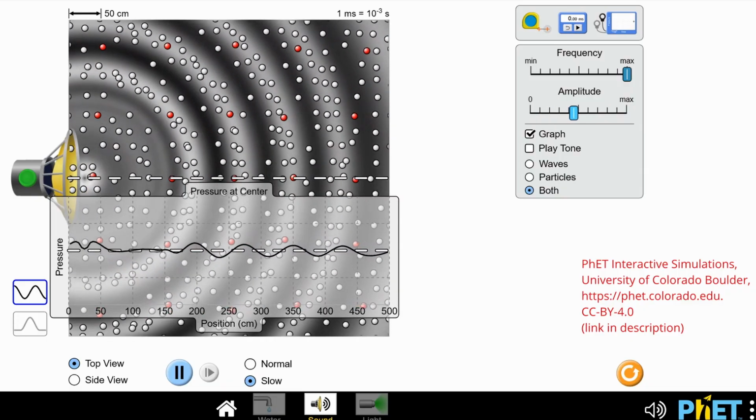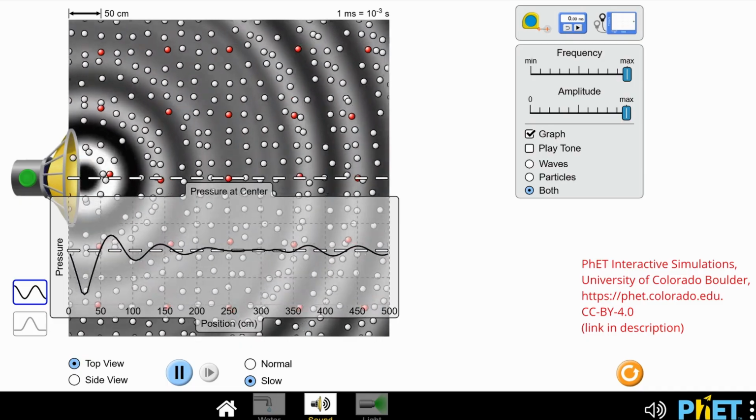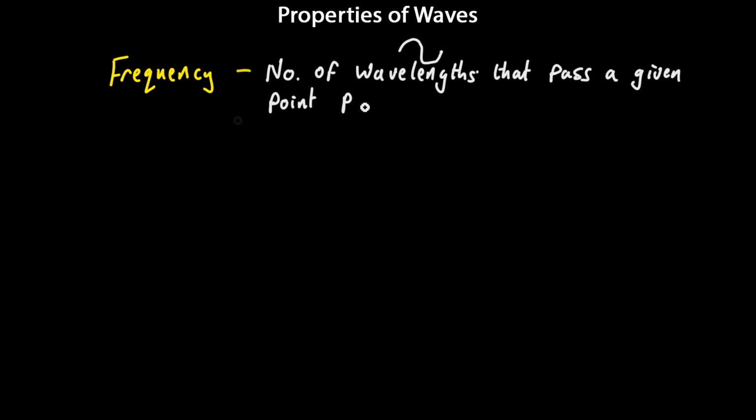So how do the period, frequency and speed of a wave relate to one another? The frequency of a wave describes the number of wavelengths that pass a given point in a unit of time.